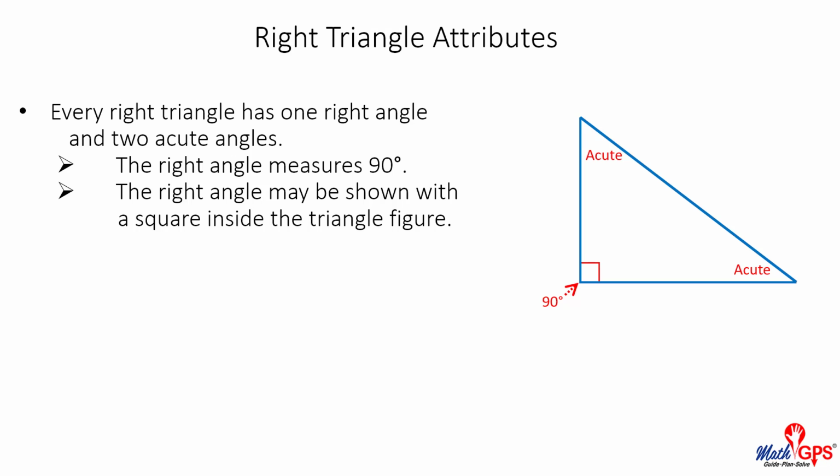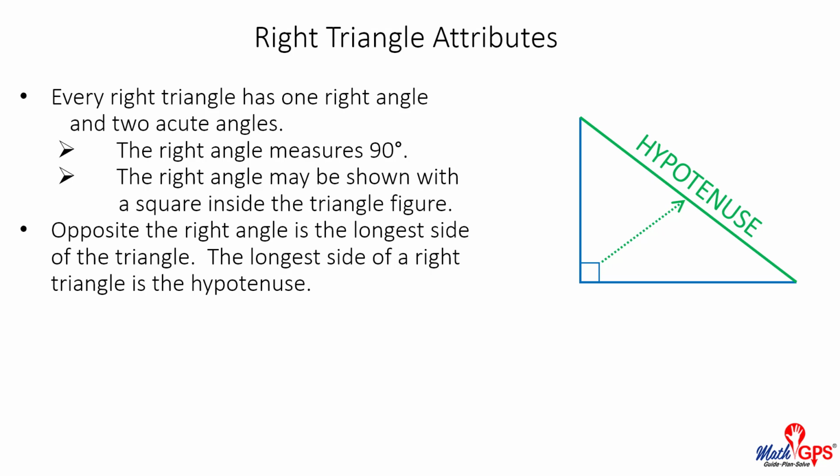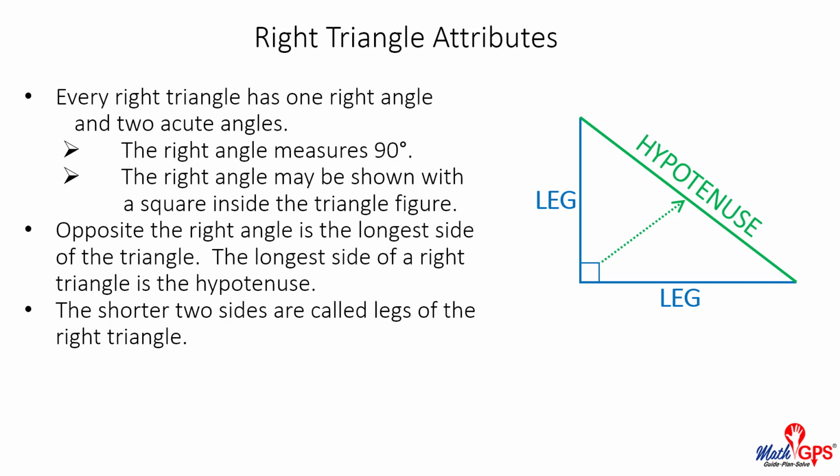Right triangle attributes. Every right triangle has one right angle and two acute angles. The right angle measures 90 degrees. The right angle may be shown with a square inside the triangle figure. Opposite the right angle is the longest side of the triangle. The longest side of the triangle is the hypotenuse. The shorter two sides are called legs of the right triangle.